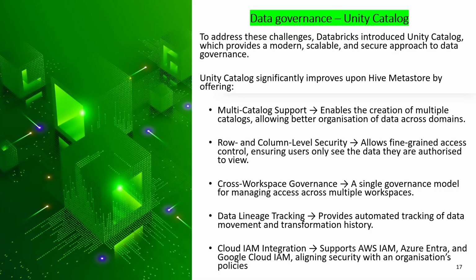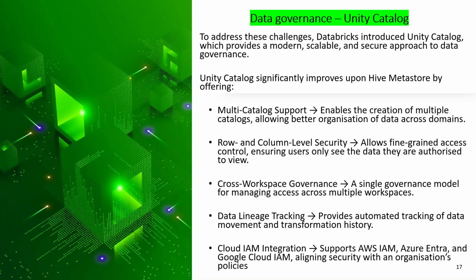And now, data governance in Unity Catalog. So to address these challenges, Databricks introduced Unity Catalog, which provides a modern, scalable, and secure approach to data governance. Unity Catalog significantly improves upon Hive Metastore by offering multi-catalog support. So it enables the creation of multiple catalogs, allowing better organization of data across domains.